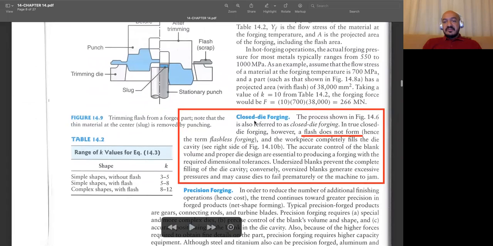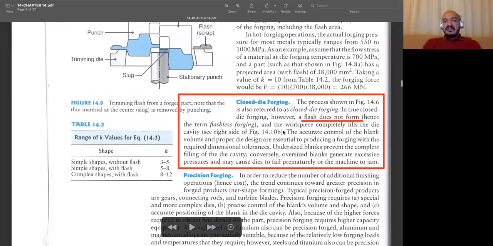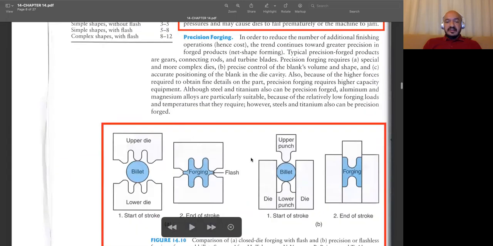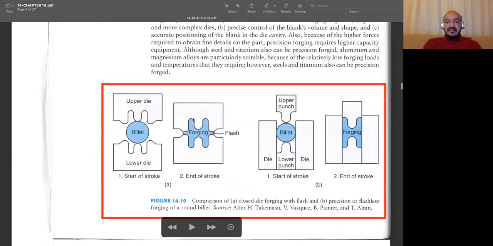Now let's have a look at the difference between impression die and closed die forging. In closed die forging, actually, it's almost the same. The difference is that we don't have any flash. So that's why from time to time, people call it flashless forging. You can see it here. This is closed die forging.